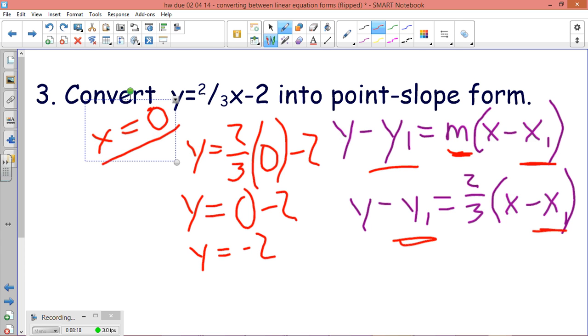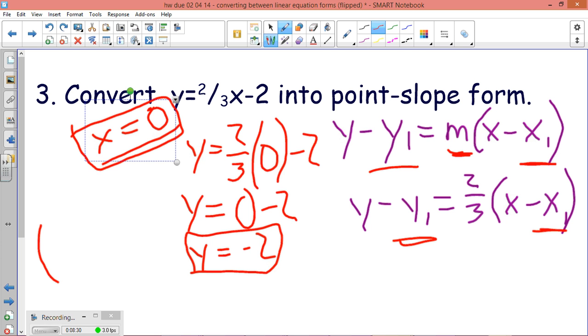I bet a bunch of you right now are wondering, why in the world did he just do that? Well, look what I have here. I have x equals 0. I have y equals -2. So I know one point on this line is the point 0, comma, -2. Once I have any point, and I can pick any value for x to come up with any point that I want, but once I have a single point and I have my slope, I have all the information I need for point slope form.